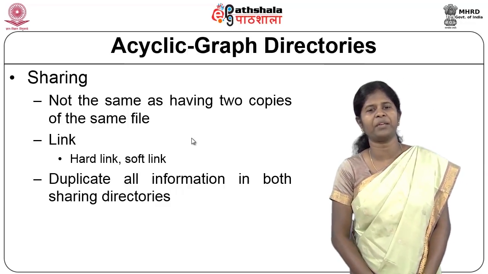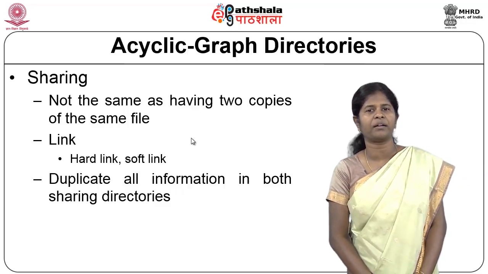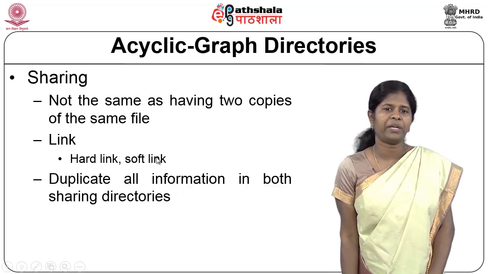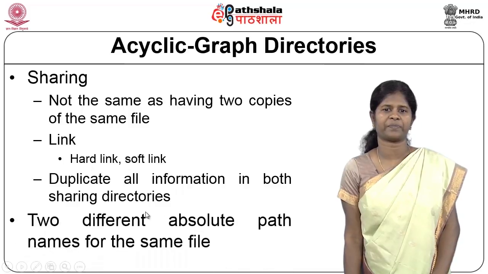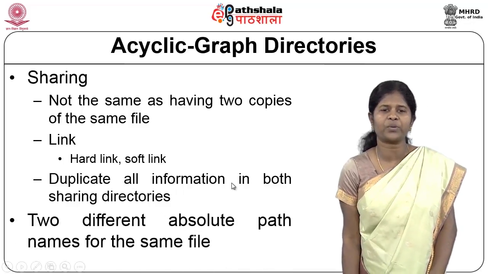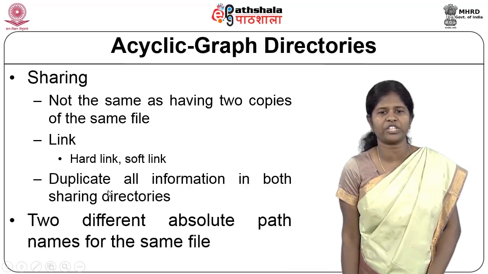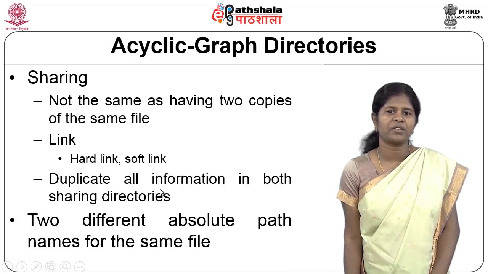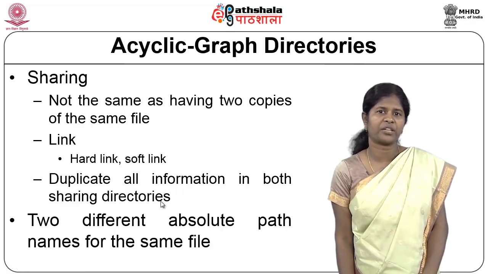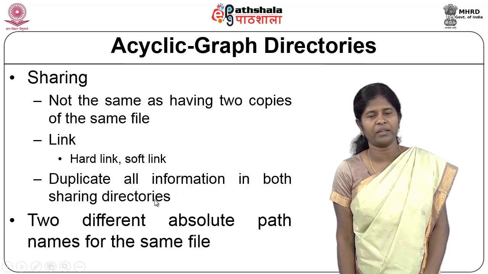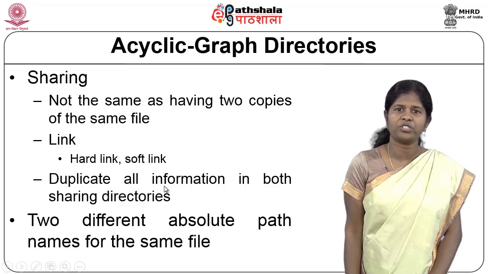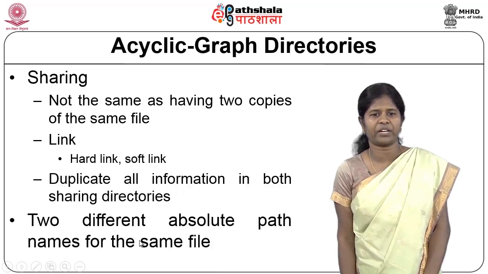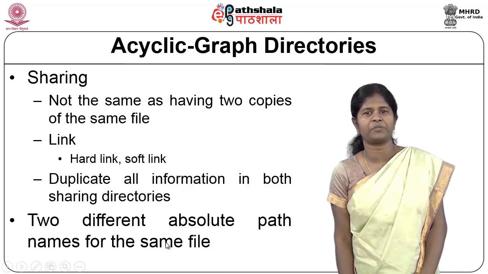This can be implemented by having links. Links can be hard links or soft links. Or, worst case, you can duplicate all the information in both the sharing directories, but in that case you need to take care of consistency. So, if an update is done in one directory, then that should be immediately made known to the other directory as well. As I told you, in acyclic graph directories, it is possible to have two different absolute path names for the same file.